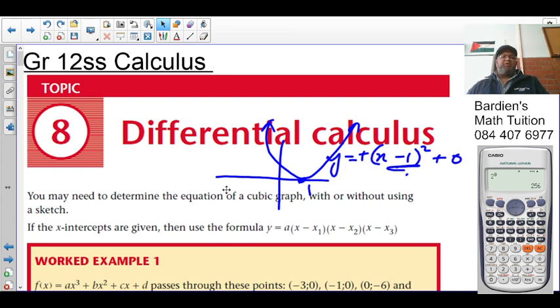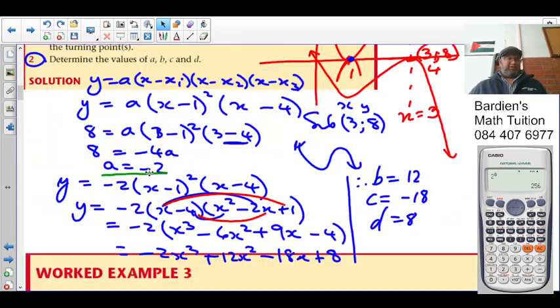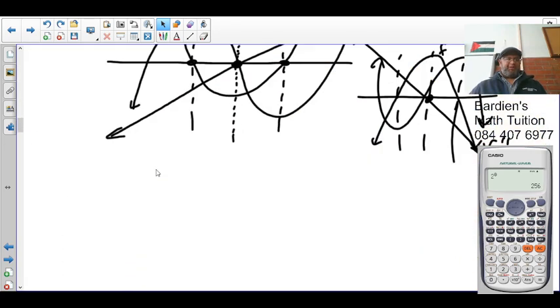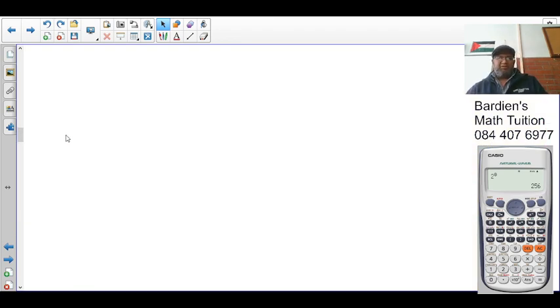So at this point we're looking at differential calculus. The second video dealing with your cubic function. So in the previous video we looked at examples 1 to 3, correct? So today we're going to look at example 4.